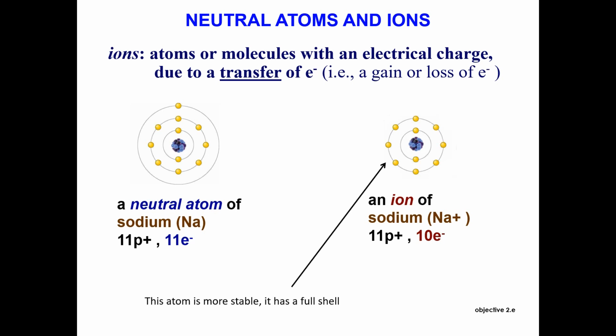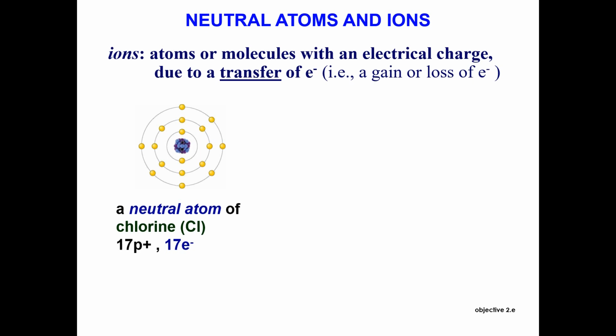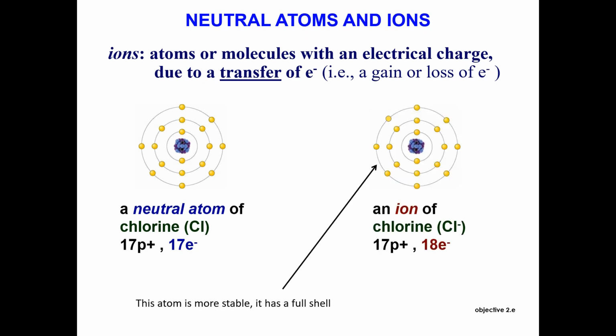We can also have a situation where electrons are gained. For example, the neutral atom of chlorine has 17 electrons to balance its 17 protons. Notice that its valence shell has 7 electrons. Accepting an electron from a donor, like sodium, would allow the valence shell to be full. When that happens, chlorine becomes an ion of chlorine and has a negative charge because it has one more electron than it had before. As you might imagine, these types of ions have special names.